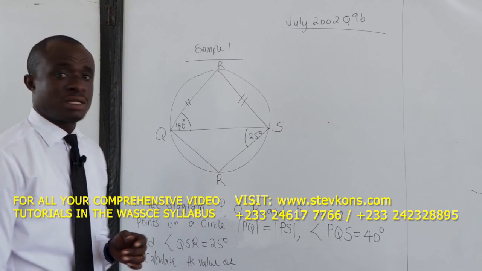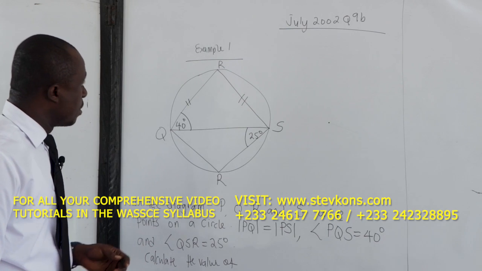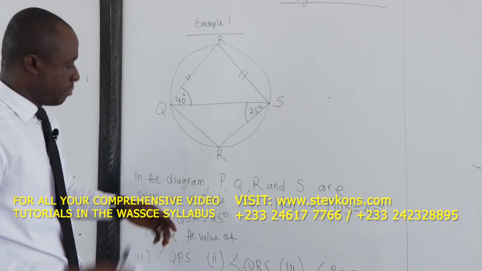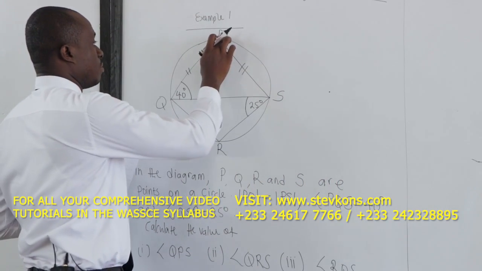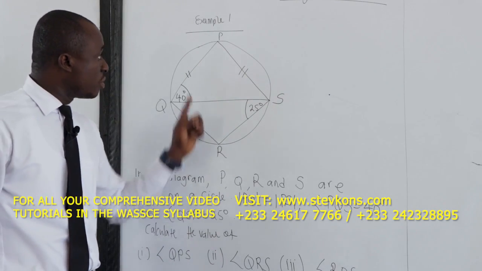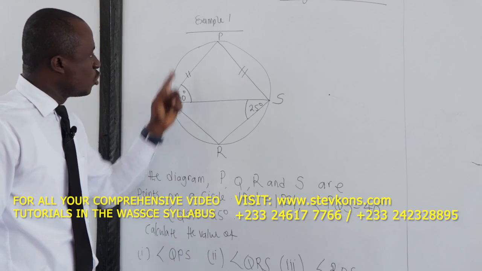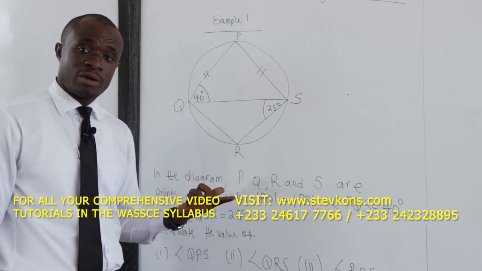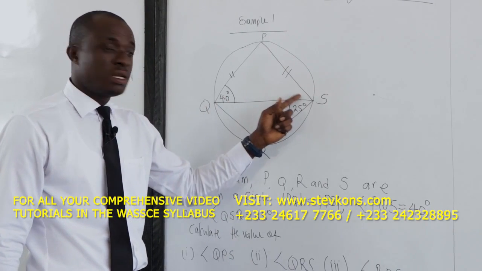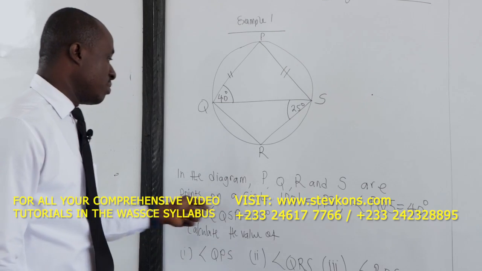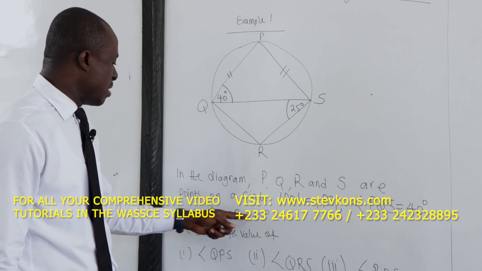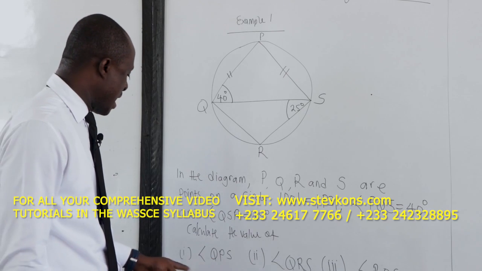Now this is July 2002, question number 9B. It is saying that in the diagram PQRS, these are points on the circle, PQ is equal to PS, and this is telling us QPS is an isosceles triangle. If isosceles triangle, it means that base angles are equal. So if this is 40 degrees, this side too should be what? 40 degrees. Now we are being told that PQS is 40 degrees, QSR is also 25 degrees. You calculate the value of QPS.